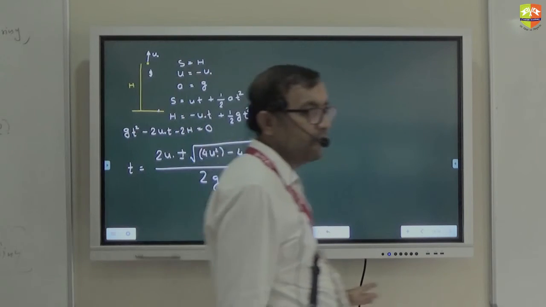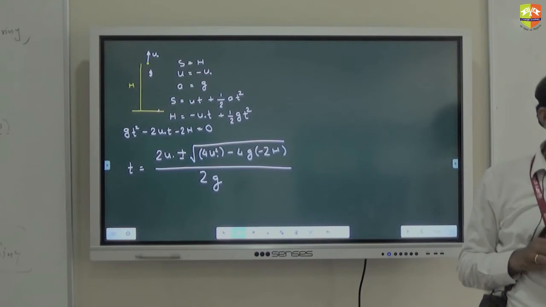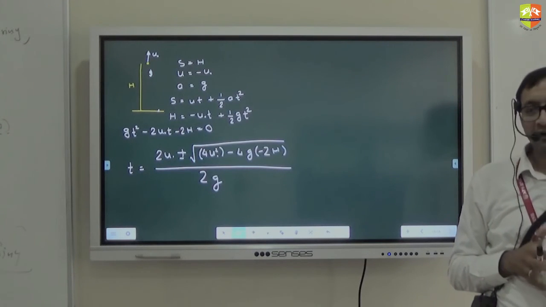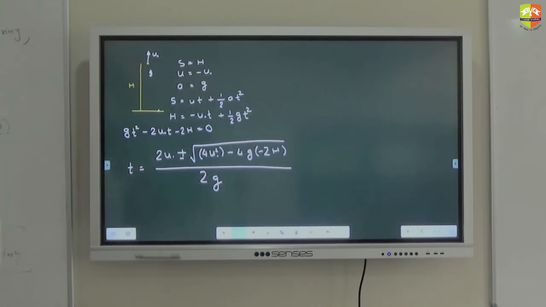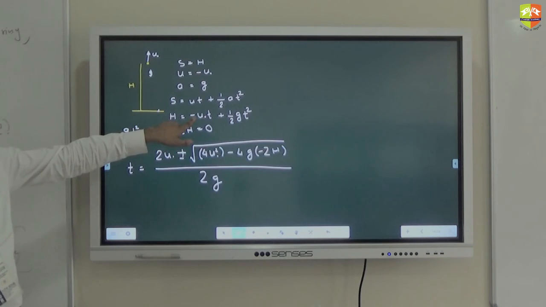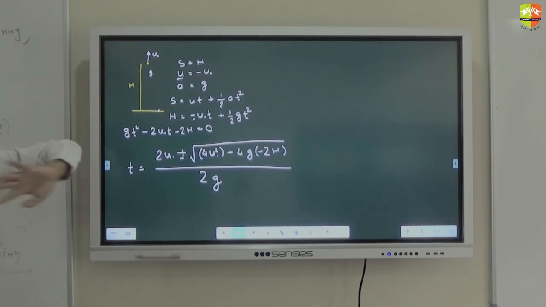You have not seen this before. b square minus 4ac, the determinant. See the Acharya formula. The only difference will be that here there will be plus u naught. Yes or no? The velocity which you have taken negative because downward is positive will become plus u naught now. That's the only difference in the question.